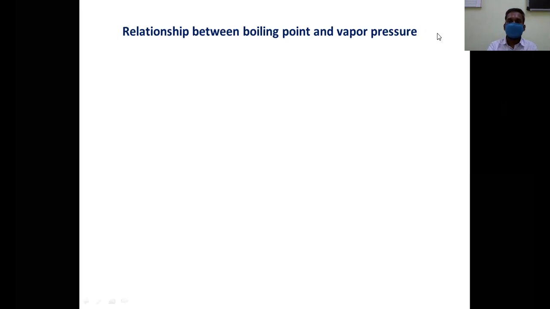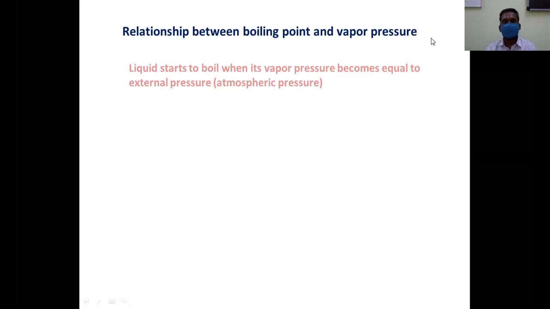They are related like this, is it not? Liquid. When does a liquid start to boil? I mean, this is what you have learned in your colligative properties chapter. A liquid starts to boil when its vapor pressure becomes equivalent to external pressure. Is it not? And in most of the experiments we do, that external pressure, we take it as atmospheric pressure. So when the vapor pressure becomes equal to the atmospheric pressure, the boiling starts.